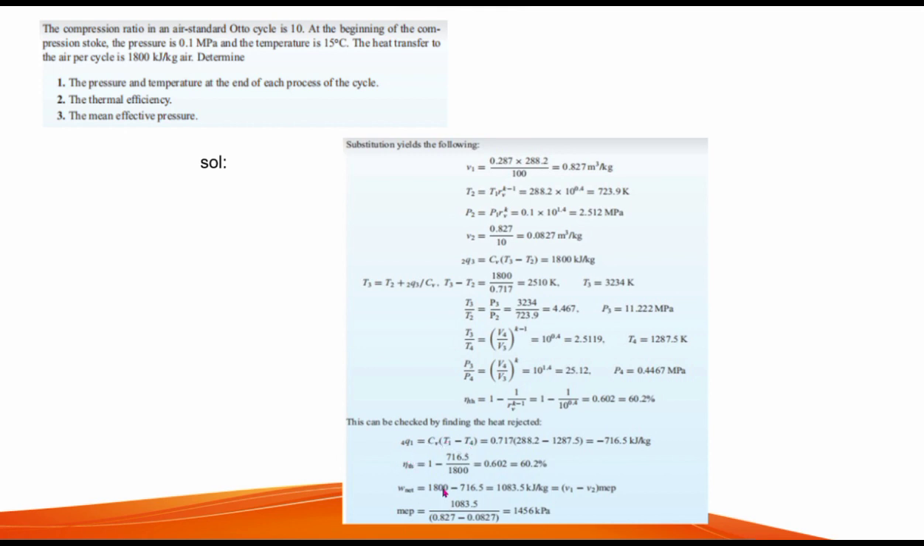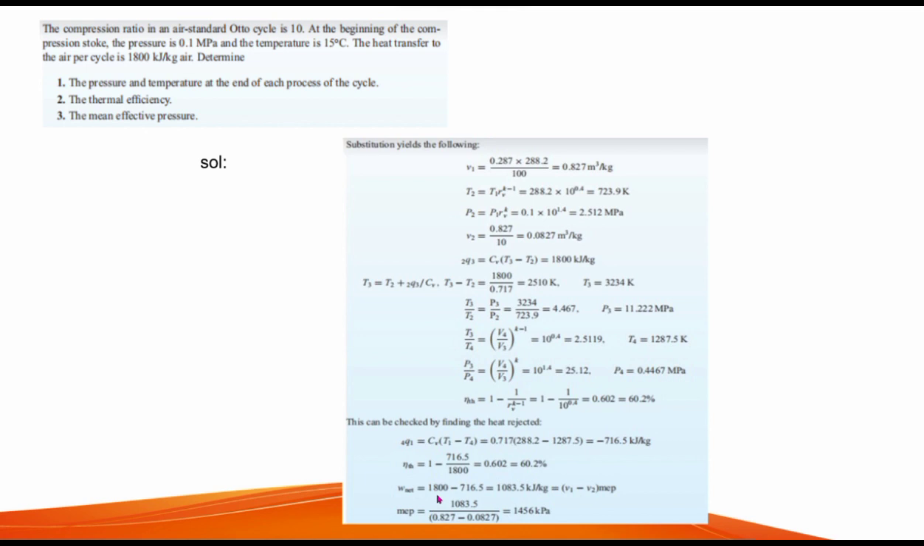So our thermal efficiency would equal 1 minus 716.5 over 1800 kilojoules per kilogram. So we cancel out our kilojoules per kilogram here. So we have 0.602 times 100, so it would be 60.2%.